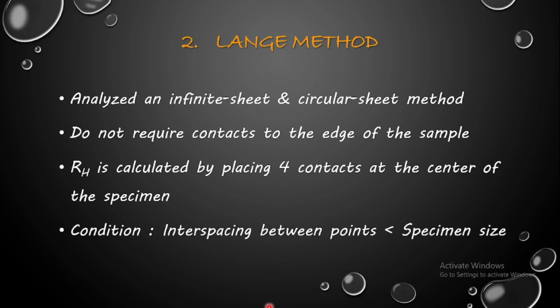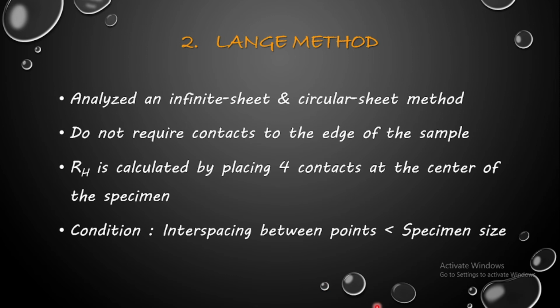But the condition is that the interspacing between the points has to be small when compared with the size of the specimen. Points are nothing but the contacts which we utilize for measuring the potential or giving the current to the specimen in order to find out the resistance. So those points and the distance between them should be small when compared to the size of the specimen or the thin film. That is the condition in Lange's method.